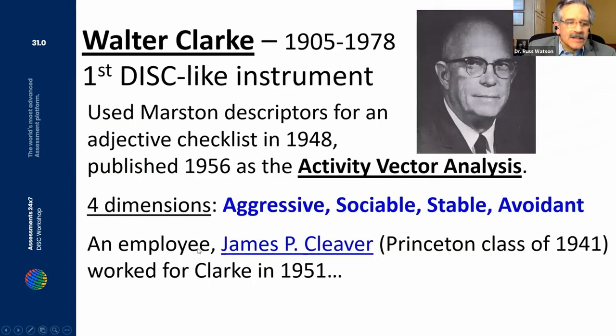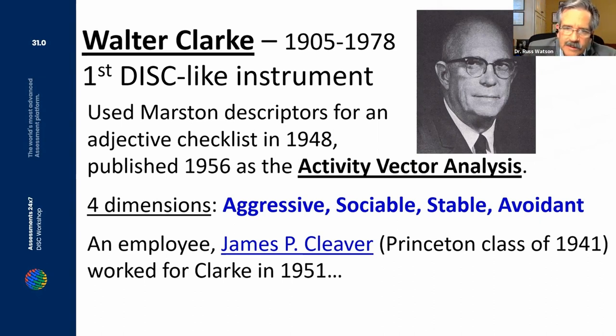Let's get up to Walter Clark. He had the first DISC-like instrument. It used Marston's descriptors from an adjective checklist, 1948. He published it in the 50s. It's called the Activity Vector Analysis. It is still available on Market Street. And the Predictive Index uses something very similar to the Activity Vector Analysis as their adjective checklist. Aggressive, sociable, stable, avoidant. You can see where DISC comes from.